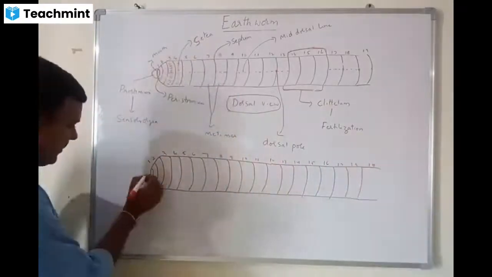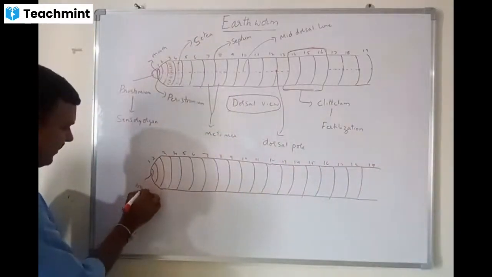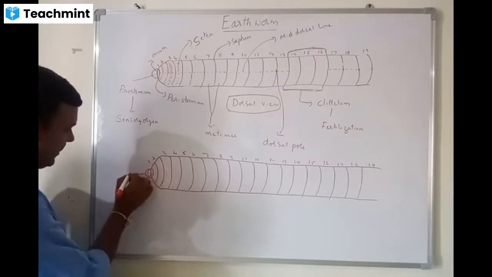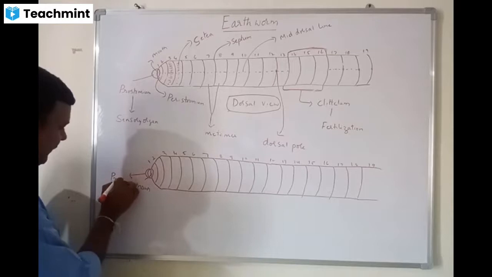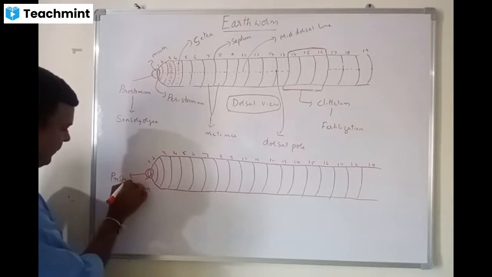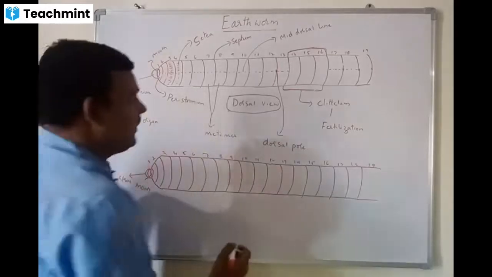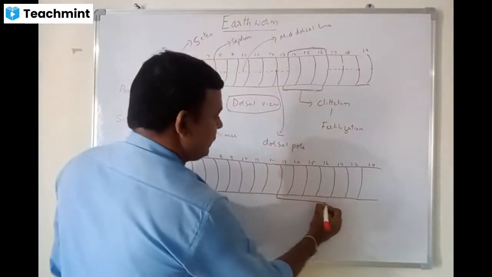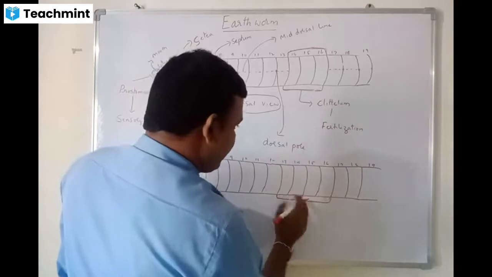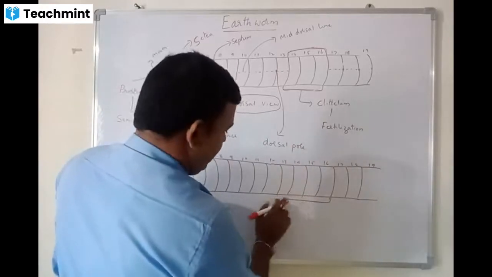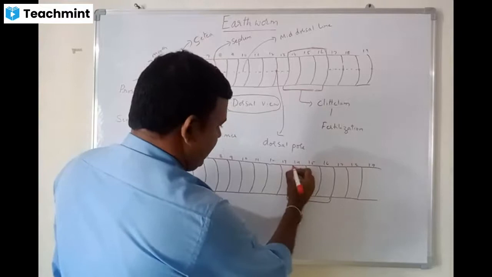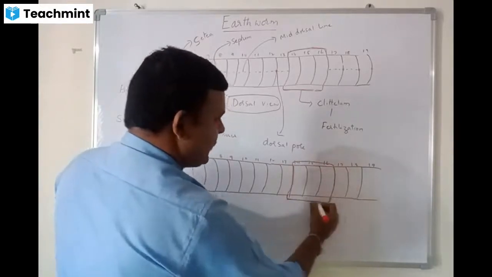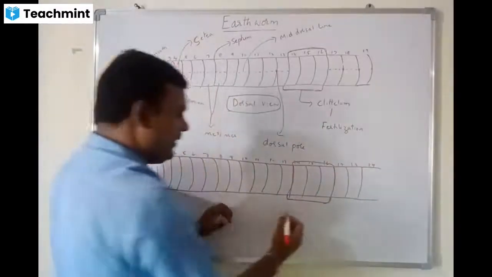Okay, so this is the mouth. The mouth has an extension, we call it the prostomium. This is the clitellum region. Around the circular, so around the worm it will be there, the clitellum.